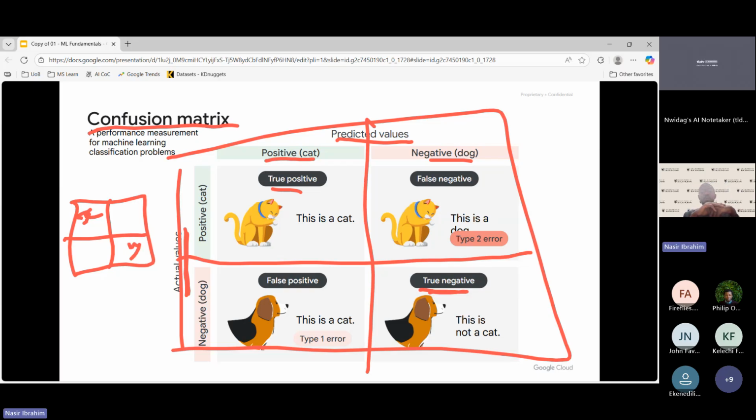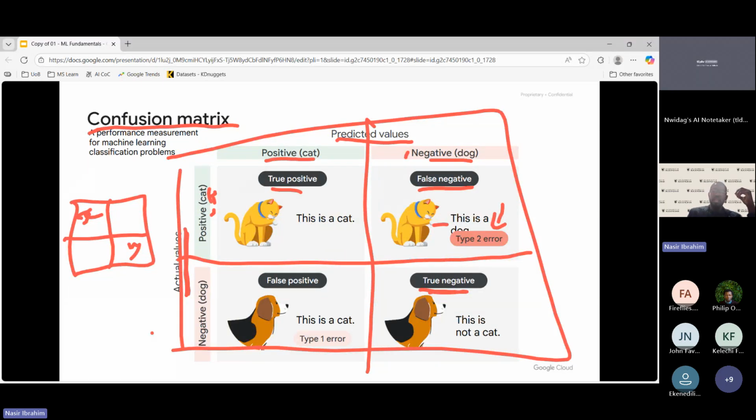Then we might have a case where the actual label is positive, but our model predicts it to be negative. That is called a false negative, which means the model predicts it to be negative while it is positive. So the label is a cat, but the model says it is a dog. That is a false negative, otherwise called a type 2 error.